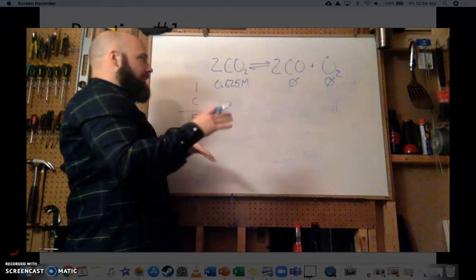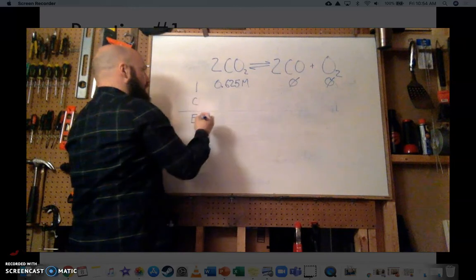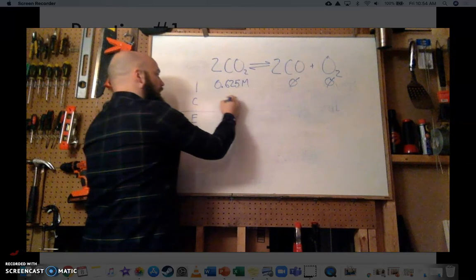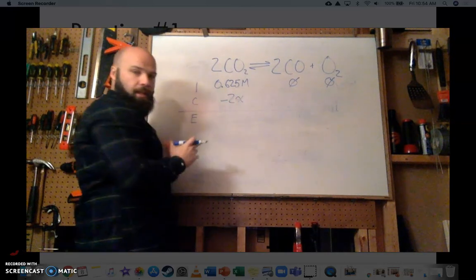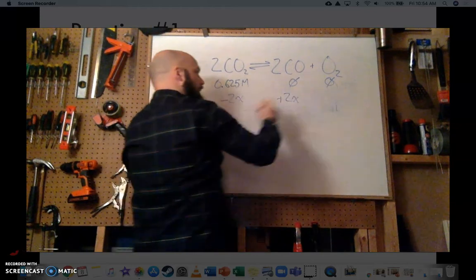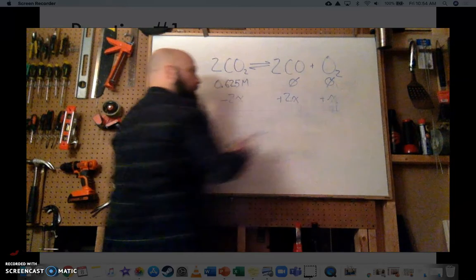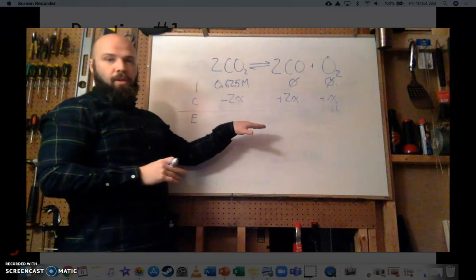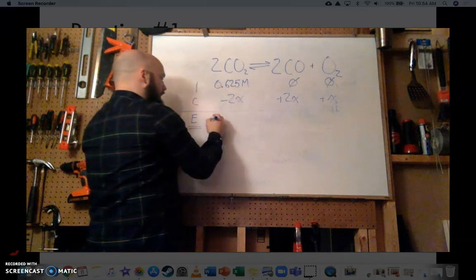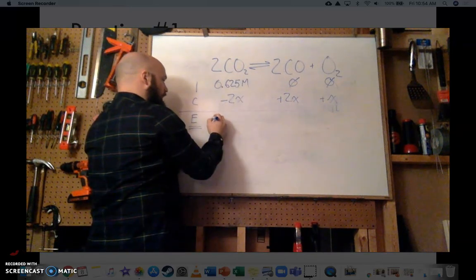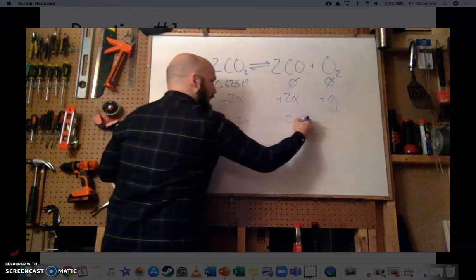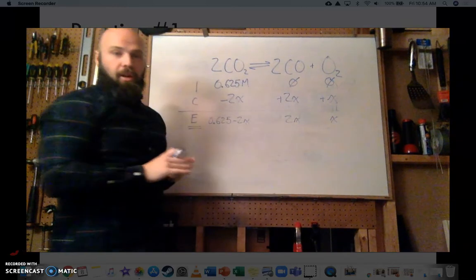We're going to write X representing the change, and we're always going to use this coefficient. So if carbon dioxide is decomposing, then you're going to have minus 2X there, and plus 2X for carbon monoxide, and plus X for the oxygen gas. Those X's reflect the coefficients here, meaning at equilibrium, the concentration of carbon dioxide will be 0.625 minus 2X, and the concentrations of our products are just our X values.